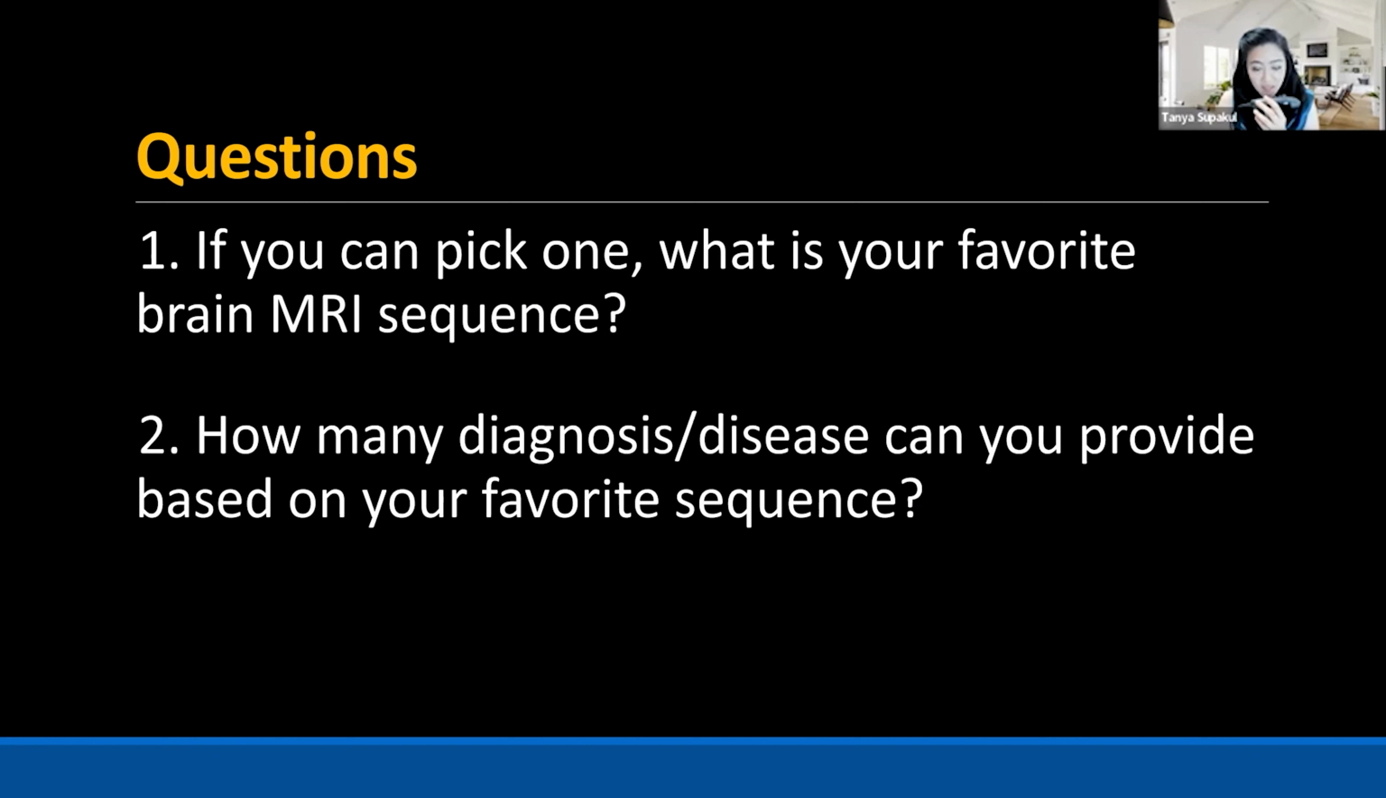So that is a good answer. It depends. It depends on what you see, and how you can combine it with the clinical history and things. For me, my favorite sequence to start with is sagittal T1.